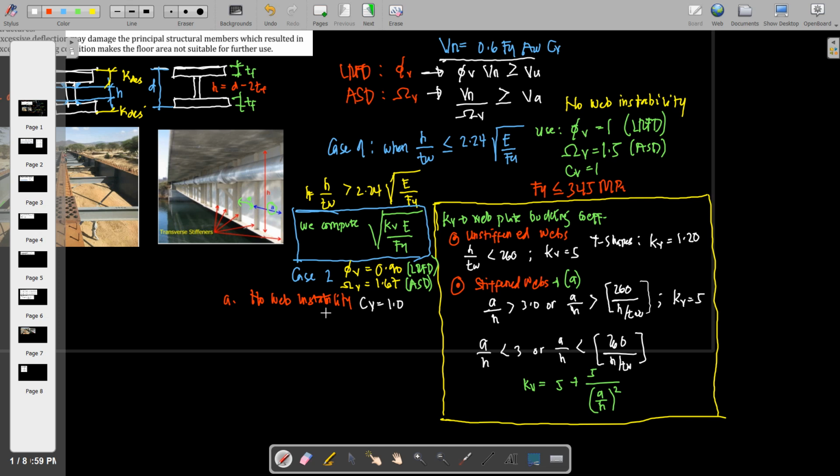So, we need to satisfy this condition if this equation will be met. Yung H all over TW mo is less than or equal to 1.1 square root of ito, yun, expression na KV E all over Fy. Okay? Otherwise, if this will not be met, kung mas mataas siya dito, meron tayong second condition dito sa case 2, wherein this is inelastic buckling.